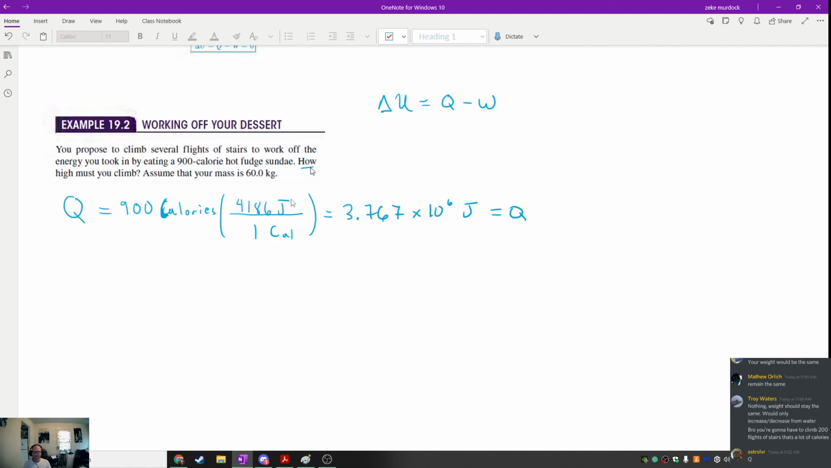So how are we going to deal with this? Is that going to show up as the change in internal energy, or is it going to show up as the work?